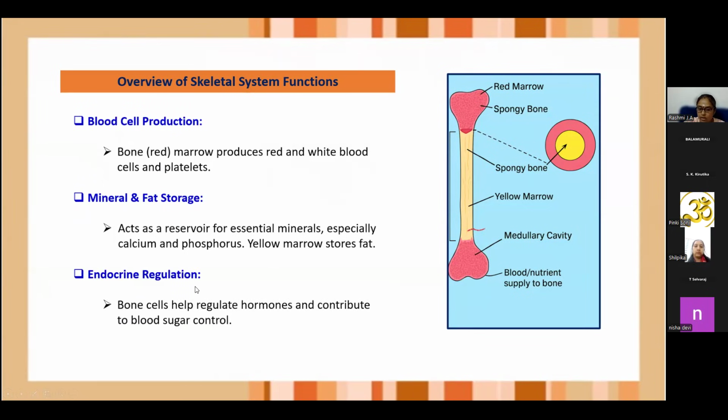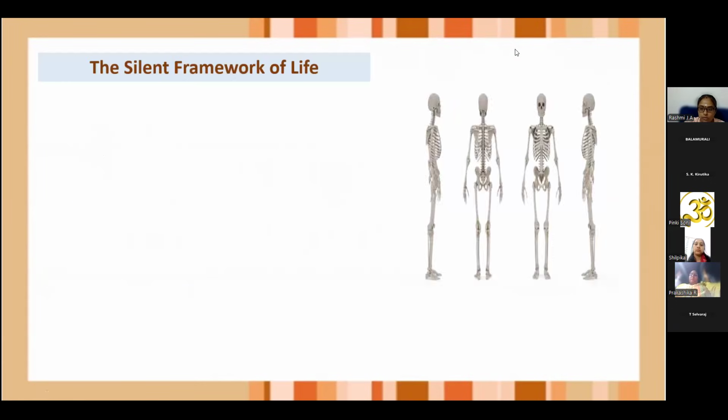Then endocrine regulation. Recent research development shows that bone is also having an endocrine function, and it contributes to blood sugar control. So this is where you see the red marrow, and inside the red marrow you will have yellow marrow also, okay, in the picture. Then what is this?